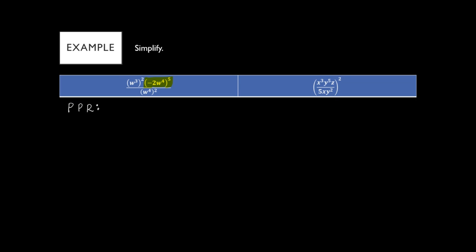So my w cubed squared, I'm not going to do anything with that just yet. Now that negative 2 is going to have an exponent of 5. And then the w to the fourth gets an exponent of 5. And then the denominator here, w to the fourth, gets an exponent of 2.